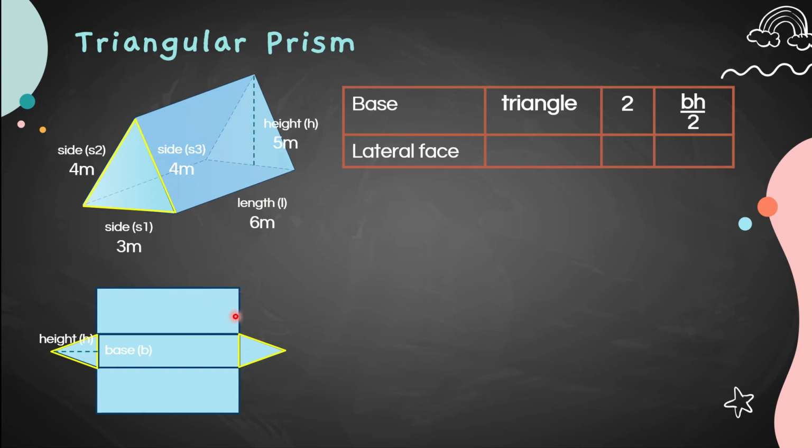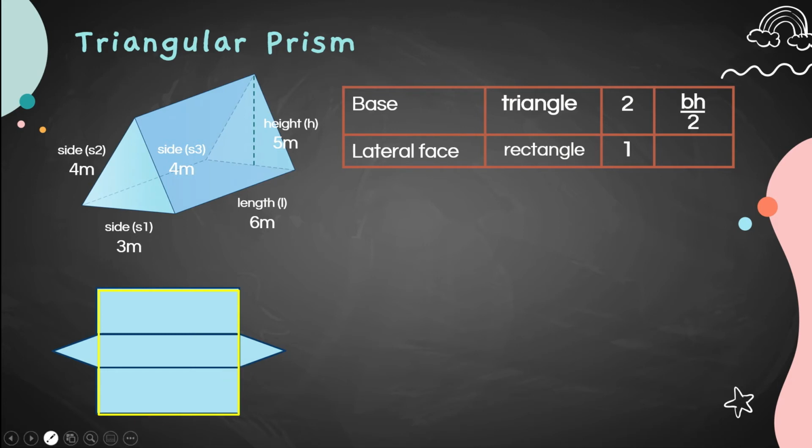Since the side of the triangle is equal to this side, and the side of this triangle is equal to this side, the lateral face of this figure is in the form of a rectangle. So we only have one rectangle, and to find its area, we are going to have the length times the measurement of the width of this rectangle. To find the lateral area of this rectangle, all we have to do is to multiply the length and the perimeter of the triangle. So we have side 1 plus side 2 plus side 3.